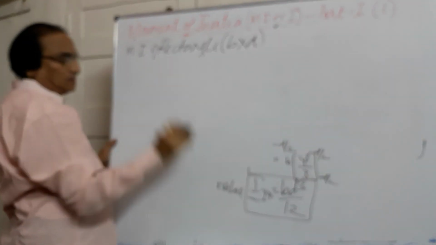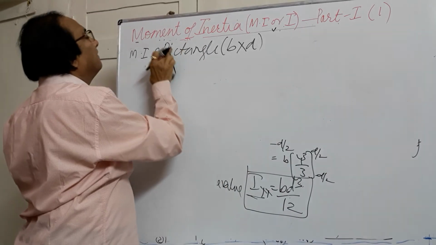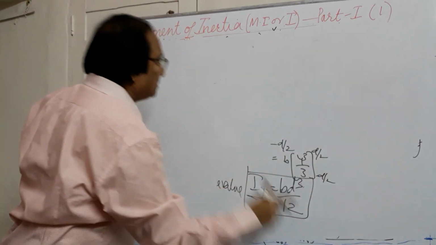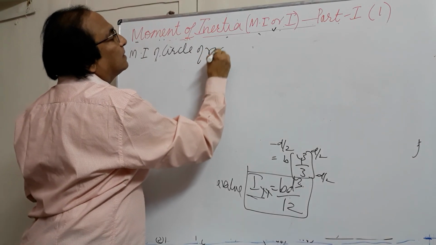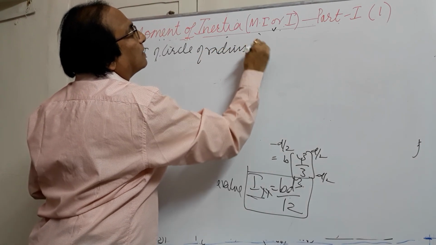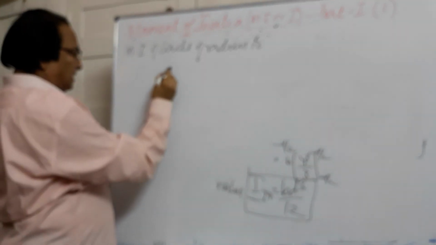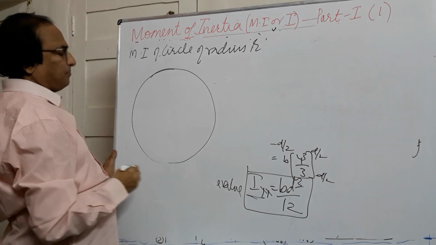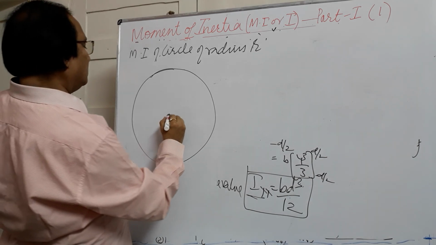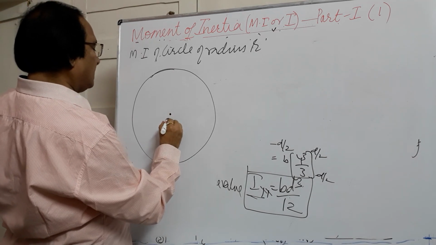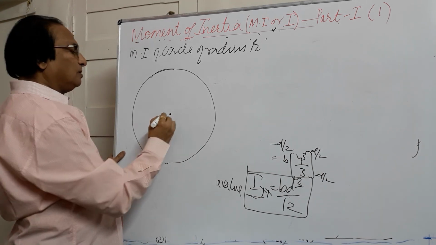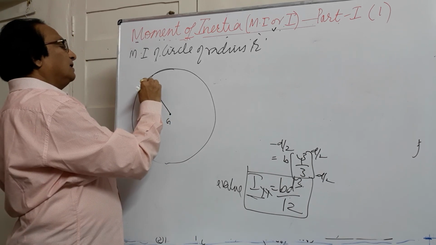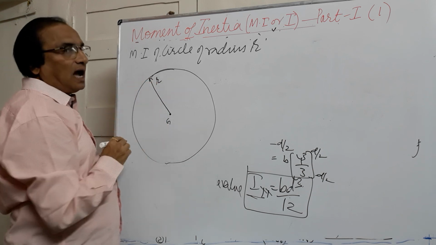Is a circle, of radius r. Suppose I take a circle, where the center of the circle is here. This happens to be the center and the centroid also, both will be the same. The radius of the circle is say r.